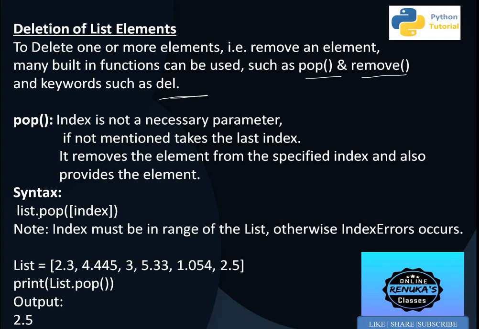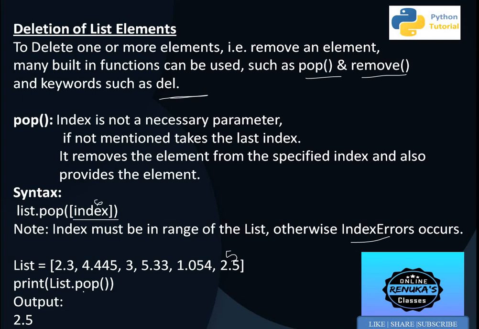So how we can use, and we can mention the index also. Index can be in range, or otherwise it can give some error. Index should be in the range. If the range is like up to 0, 1, 2, 3, 4, 5, and we are giving index 6, in that case it will return index error, because we are going out of range.